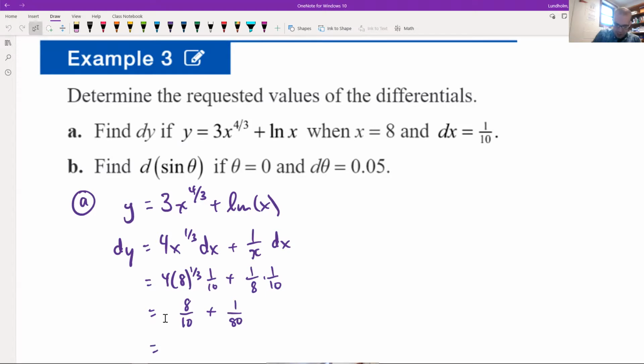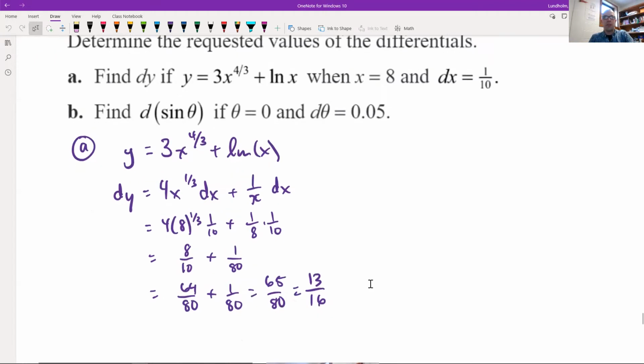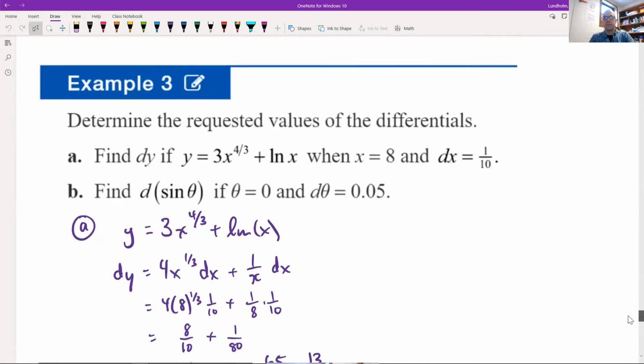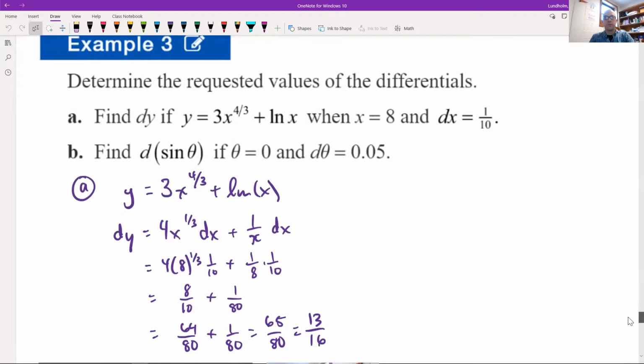Common denominator, 64 over 80 plus 1 over 80 is 65 over 80, which are both divisible by 5. And you get 13 over 16. Good grief. All right, sorry, that's moving off the page. Okay. So that's it done that way.